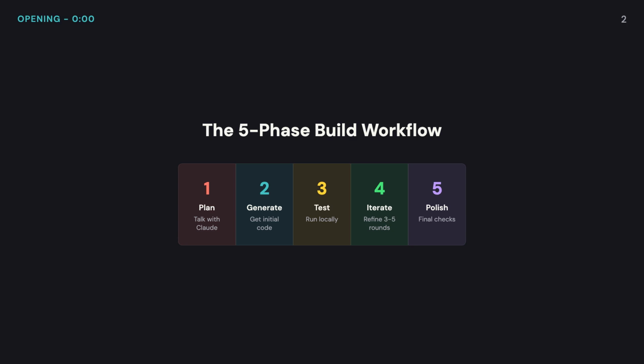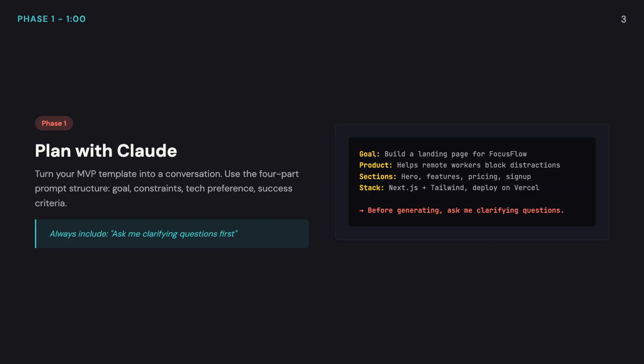Let's go. Phase 1 is the planning session. You already have your MVP plan. Now, turn it into a conversation with Claude. You're not just dumping your plan and saying, build this. You're having a back and forth. Always include, ask me clarifying questions first. This is a conversation, not a one-shot command. Watch what Claude does with this. It asks questions that reveal things you hadn't considered.